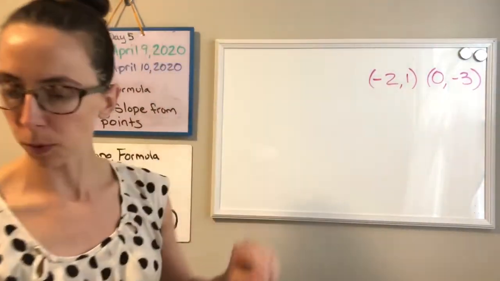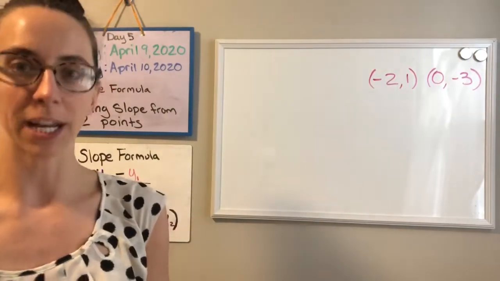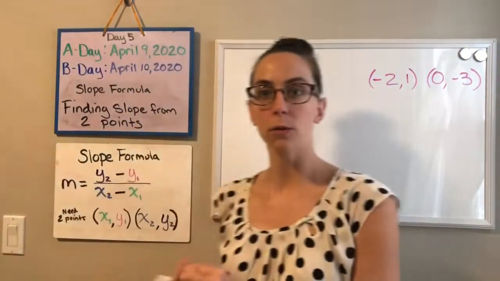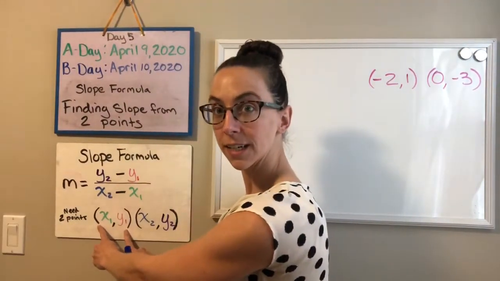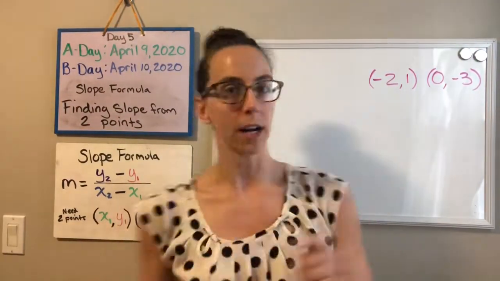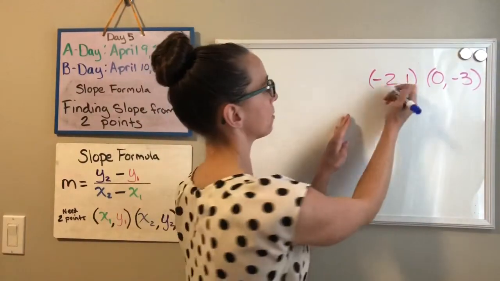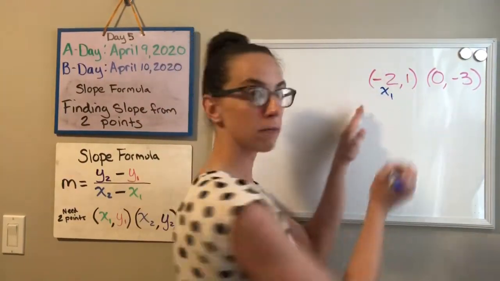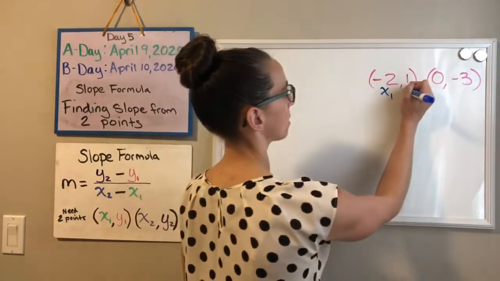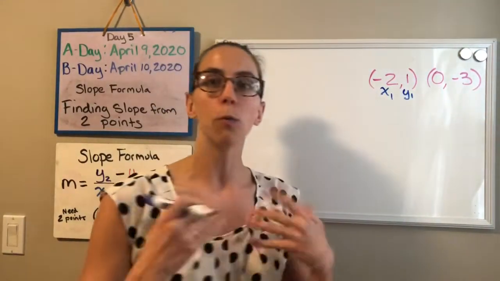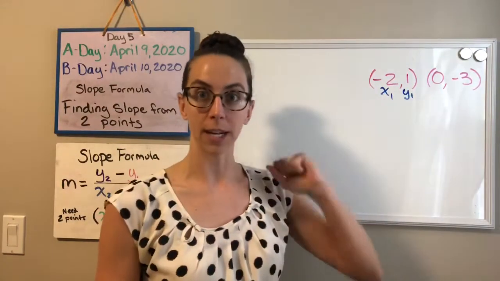So we have our 2 points. The first thing you have to do is actually identify which value is what. In my first point, the first number is the x, the second number is the y. So in this case, -2 is going to be my x1 value because it's in the first x position. My 1 is going to be my first y value. So again, every point has an x and a y.